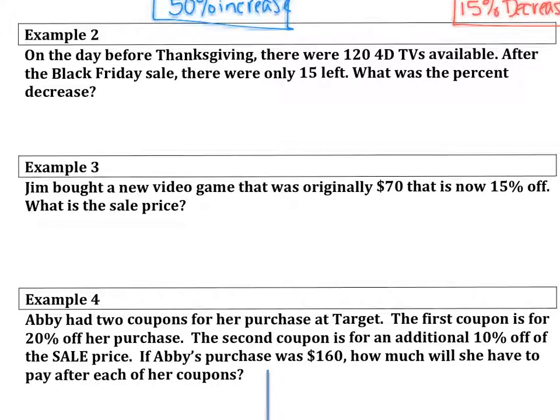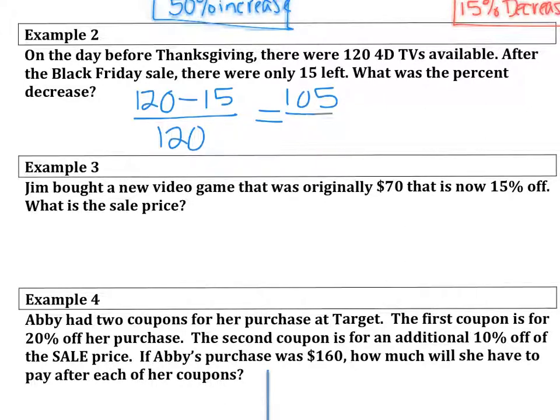We want to think about here again finding the larger minus the smaller. So there were originally 120 TVs, and we're going to subtract that by the amount that are remaining, the smaller number, which is 15. But we're dividing again by the original number. So the original would be how many there were the day before Thanksgiving, which would be 120. So now I'm going to do my subtraction in the numerator. I get 105 over 120.